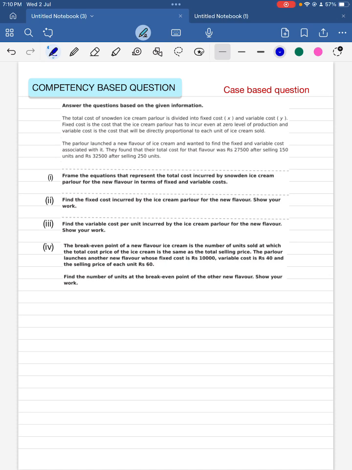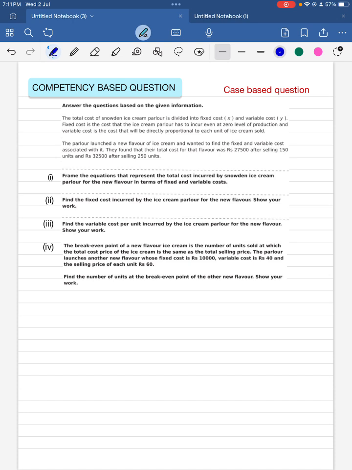Now, the parlor launched a new flavor of ice cream and wanted to find the fixed and variable cost associated with it. They found that their total cost for that flavor was rupees 27,500 after selling 150 units and rupees 32,500 after selling 250 units. Frame the equations that represent the total cost incurred by Snowden ice cream parlor for the new flavor in terms of fixed and variable costs. So let's try out the first part to the question.